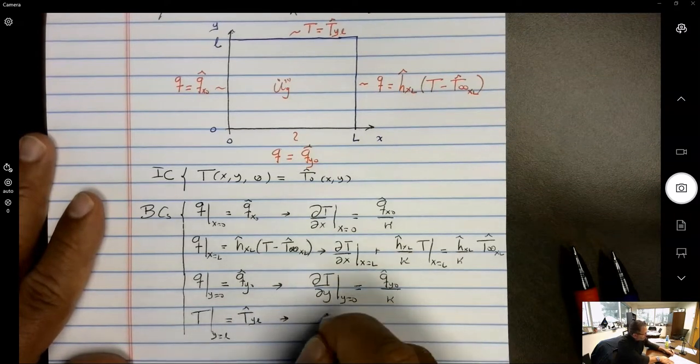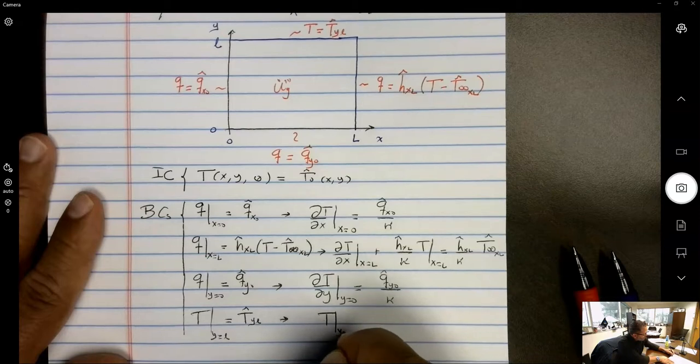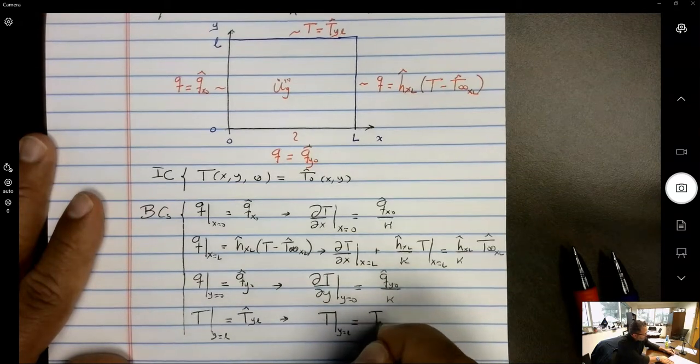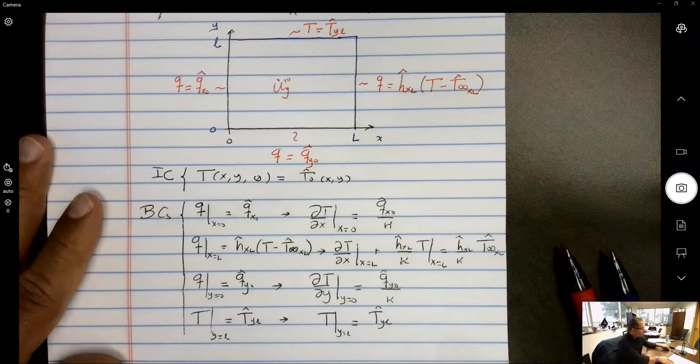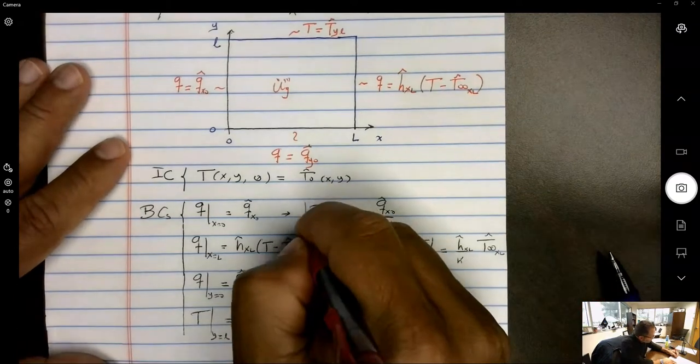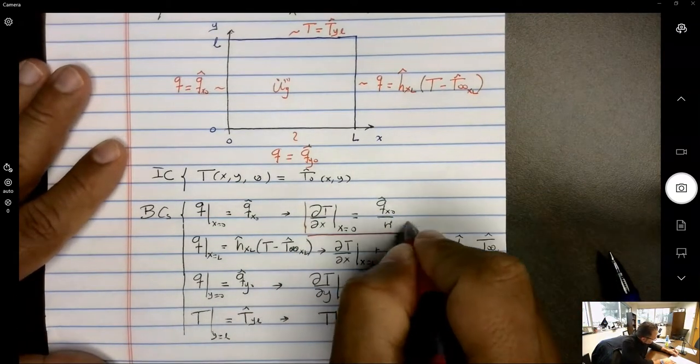And I just simply repeat that. T at y equal l is equal to T_YL. So this is the first kind, Dirichlet, or fourth condition. So let's just frame all these boundary conditions. This is the first one.